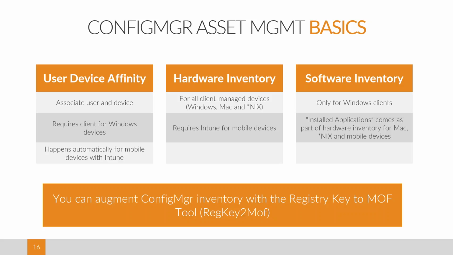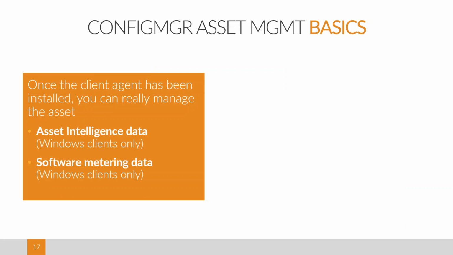If you have additional custom registry information you want, some of the MVPs wrote a utility called RegKey2Moff. You could utilize that tool to capture custom registry information that you're utilizing and pull that into hardware inventory, so then you can do reporting off of it. As Neil mentioned, great reporting capabilities once you've got the data in the ConfigMan database. So again, once your client has been installed, now you can go ahead and manage the asset.